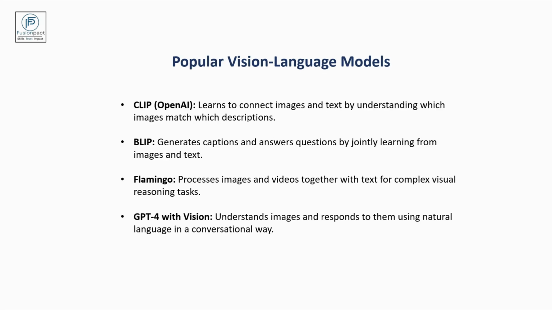Popular vision language models. First is CLIP, which learns to connect images and text by understanding which image matches which description. And second is BLIP, which generates captions and answers questions by jointly learning from image and text. And third is Flamingo, which processes images and videos together with text for complex visual reasoning tasks. And fourth is GPT-4 with Vision, which understands images and responds to them using natural language in a conversational way.